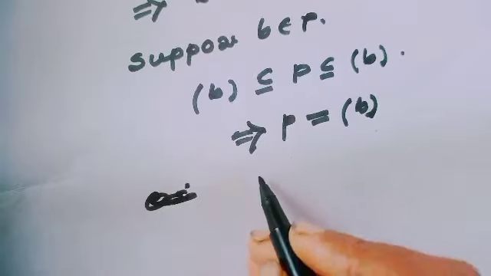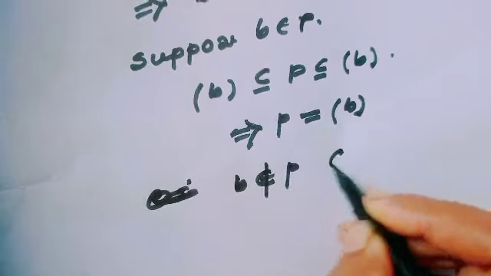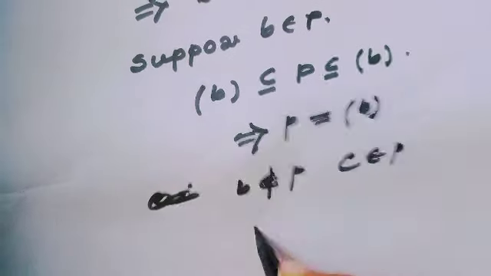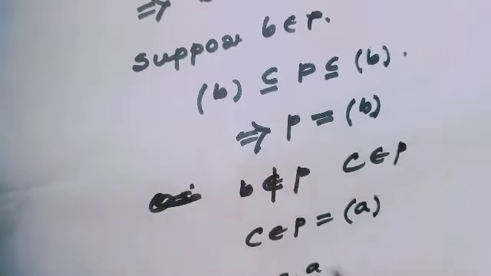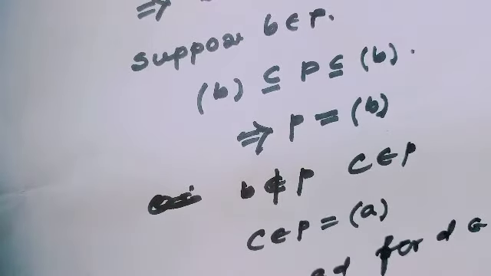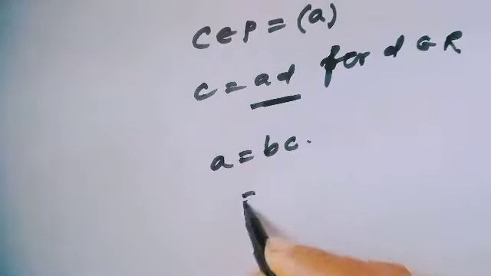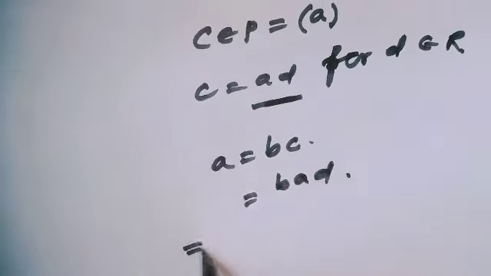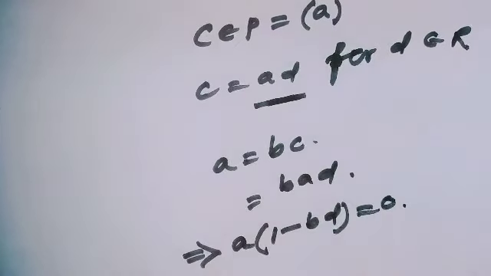In the other case, consider b does not belong to P, but c belongs to P. That means c belongs to P, obviously the ideal generated by a, implies c equals ad, for some d belonging to the ring R. Since a equals bc, just put the value here, then this would be bad. Then a times (1 minus bd) equals 0.